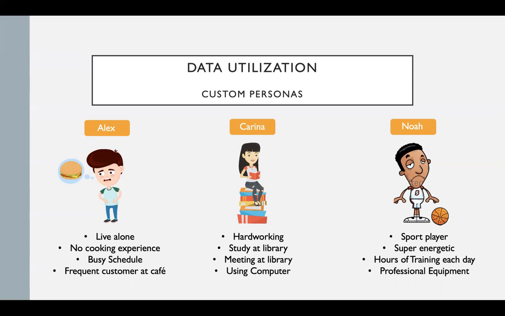Next one, Karina, represents the student who prefers to spend most time in the library to study on their own or in groups. Last, Noah could be a semi-professional athlete or a student who is energetic. He would spend break time at the gym and demand a wide selection of fitness equipment.